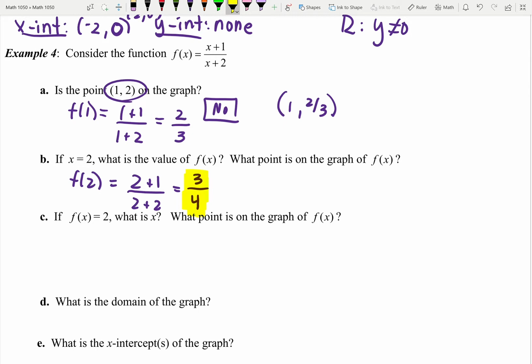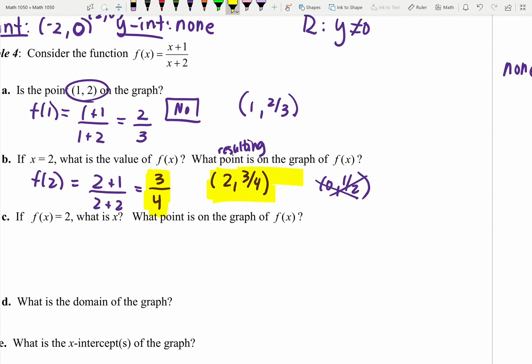y is 3/4. What is the resulting, write the word resulting, point on the graph? What is the resulting point on the graph? Some people will do this. They'll go 0, 1/2. Well, 0, 1/2 is a point on the graph, but was that the result of the first thing I just did? No. Someone tell me the answer right here. 2, 3/4. You're exactly right. That's your second answer. Make sure you box or highlight both of those.